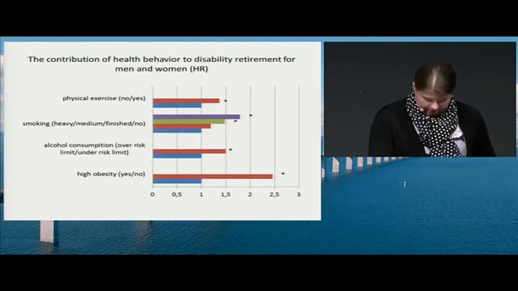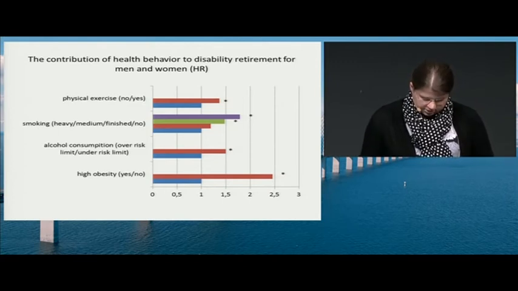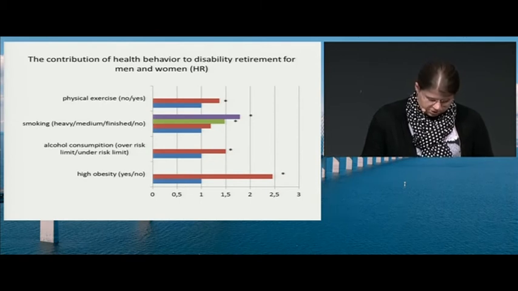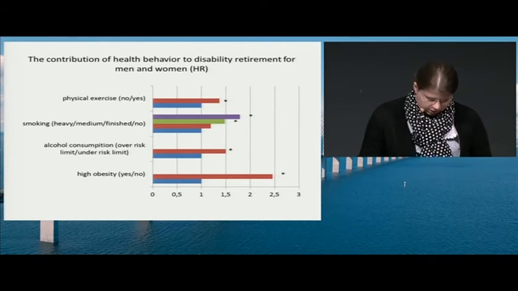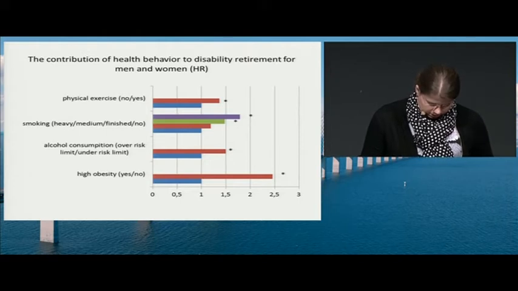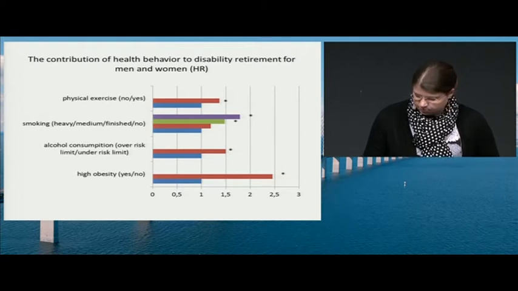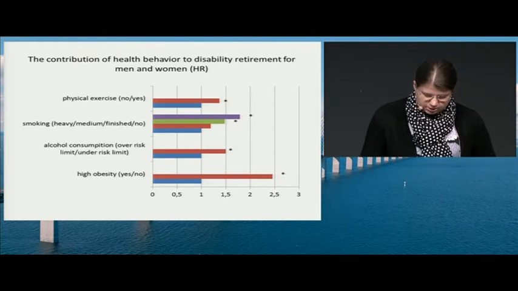Factors of health behavior like physical exercise, smoking, alcohol consumption, and obesity are all predictors of disability retirement. Also, I have no picture, but working conditions like job control, job demands, job support, physical working conditions, and chemical and physical risk at work are statistically significant predictors of disability retirement.